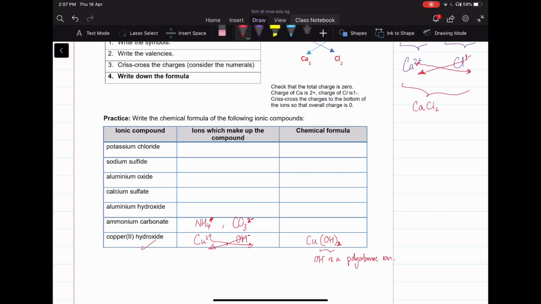Okay. If you pause the video now, you can go and practice writing all these things out. Because in the next 5 seconds, I'll show you what's the expected chemical formula. Okay, now let's take a look at what are the expected chemical formula.